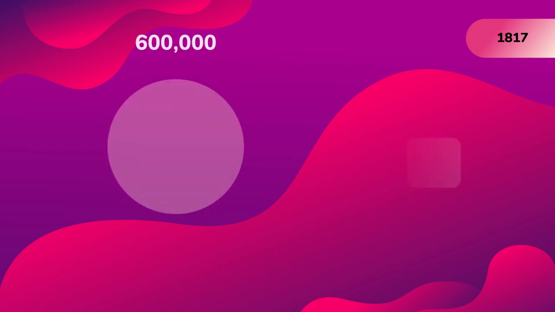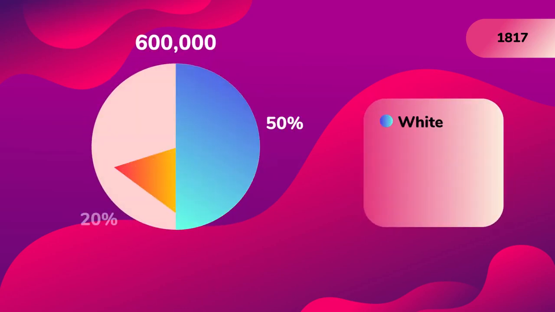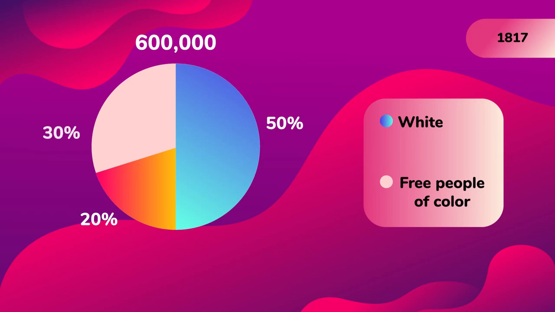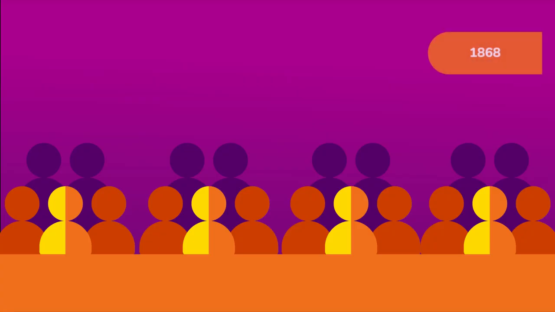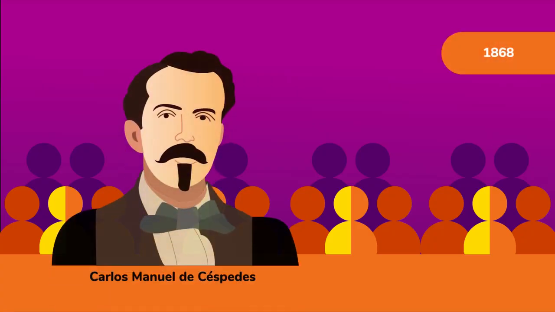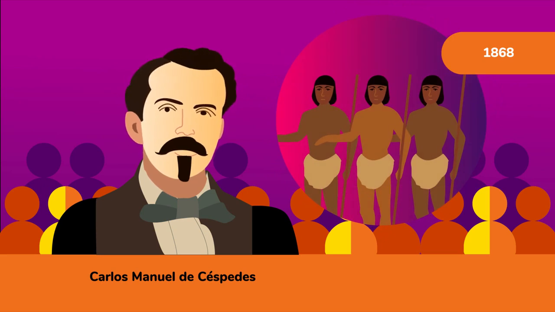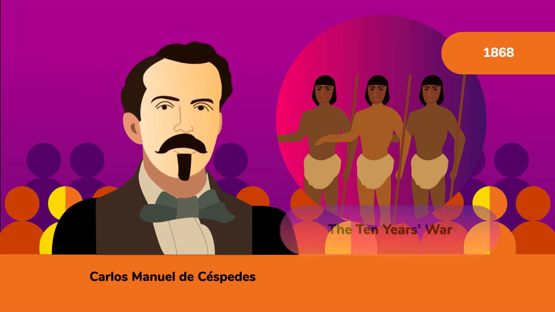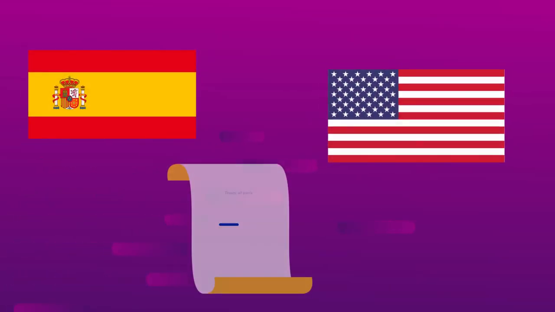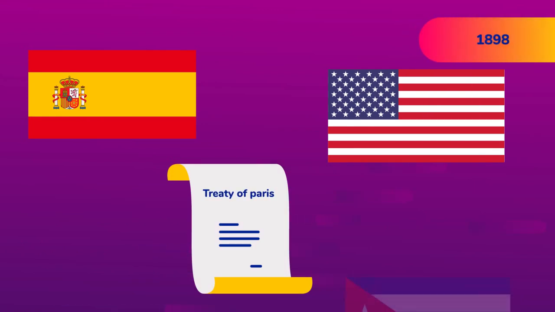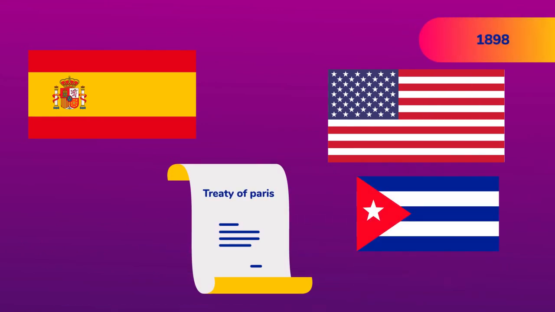The population of Cuba in 1817 was about 600,000, of which 50% were white, 20% free people of color, and 30% black slaves. In 1868, a sugar planter called Carlos Manuel de Céspedes led a rebellion aiming at full independence from Spain. De Céspedes freed his slaves to fight with him for an independent Cuba. The rebellion resulted in a prolonged conflict known as the 10 Years' War. After the Spanish-American War, Spain and the United States signed the Treaty of Paris in 1898, which made Cuba become a protectorate of the United States.